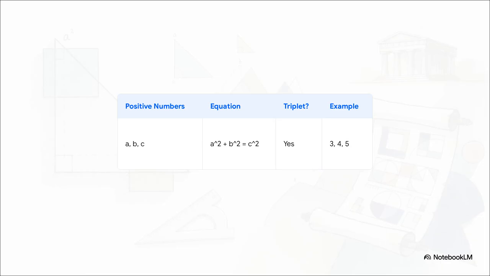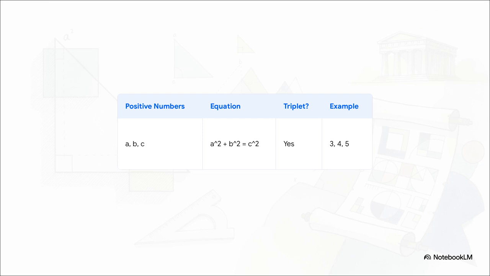And because this rule is so unbelievably strict, certain sets of numbers naturally lock together perfectly. We call these Pythagorean triplets. Think of them as the cheat codes of geometry. For example, if you have side lengths of 3, 4, and 5, well, let's do the math real quick. 3 squared is 9, 4 squared is 16. Add 9 and 16 together and you get 25, which just so happens to be exactly 5 squared.